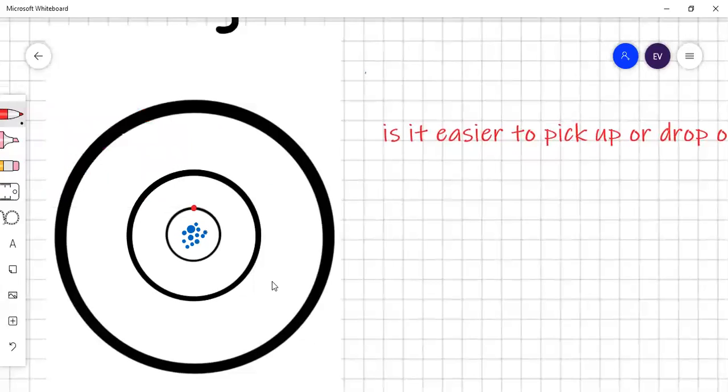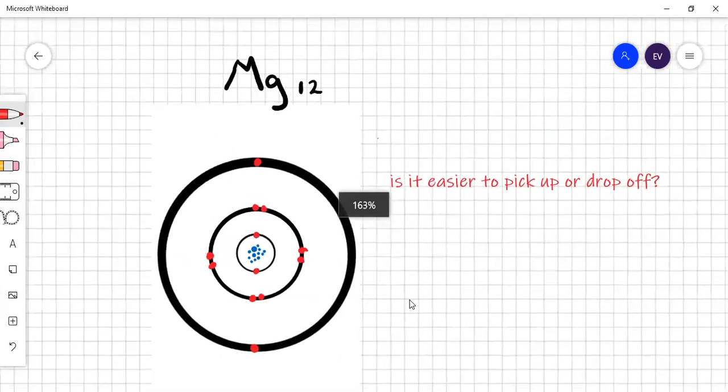In the innermost shell, we have 2 because the first energy level, the first row of the periodic table, only has 2 elements, so we can only fit 2 electrons. The second energy level is completely full because magnesium is in the third energy level, so this one should have full electrons, which is 8. And then to get to magnesium, on the outermost shell, we should have 2 electrons. There they are. Let me zoom out here a little bit.